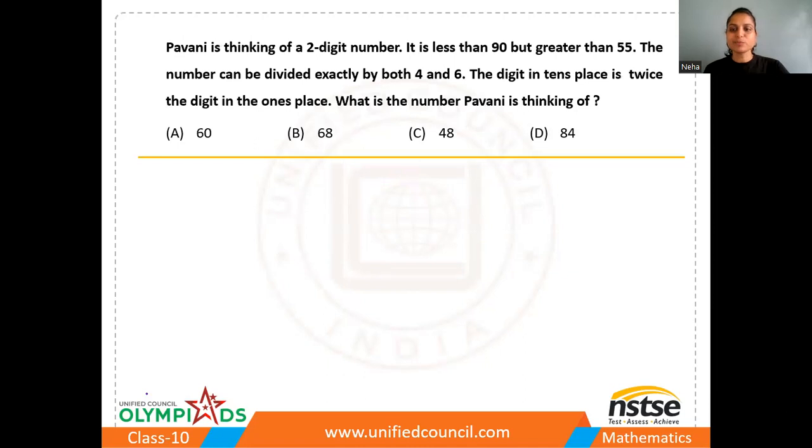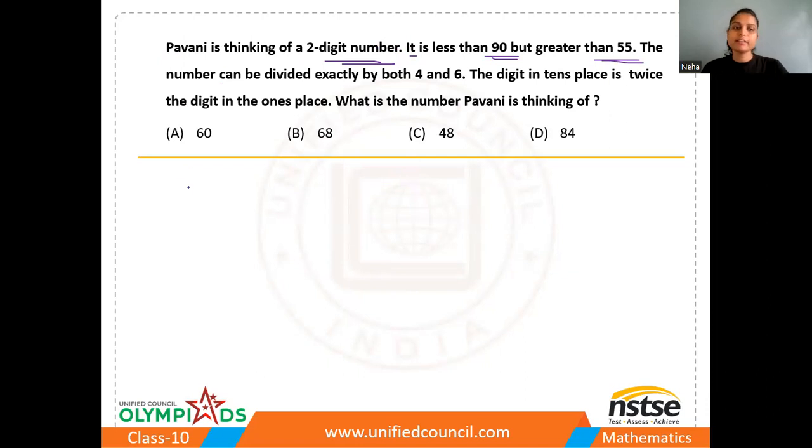Alright, let's jump to the next question. So here is the next question. Pavani is thinking of a two-digit number. So there is a person, Pavani, who is thinking of a two-digit number. It is less than 90, but it is greater than 55.